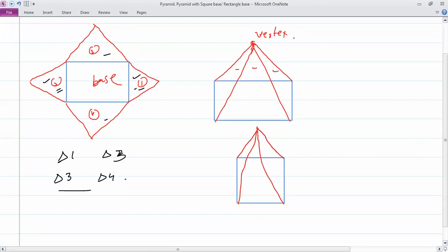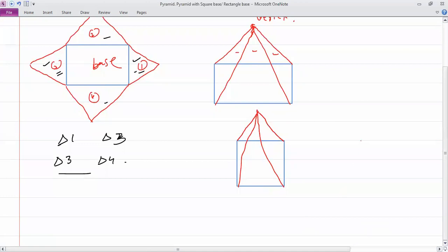If I open its net, it will look like this one. This is the base and four triangles, and all four triangles will be the same. One, two, three, four. All four triangles will be the same.